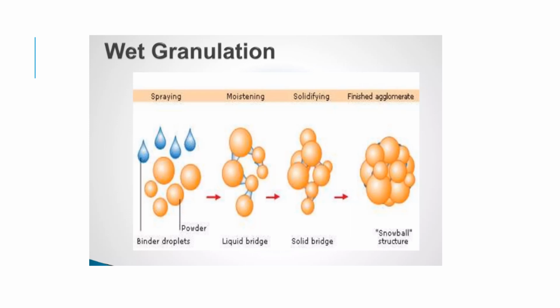And the next step, the bridge that forms gets solidified. So this liquid bridge will be converted into a solid bridge, and finally this will allow the aggregation of these small particles together to form a snowball structure. So it forms a granule. These are the main steps taking place in the granulation technique. So, spraying with the binding agent, the binding agent will form a liquid bridge, that is known as the moistening step. Then after that it gets solidified and finally forms the finished aggregate.